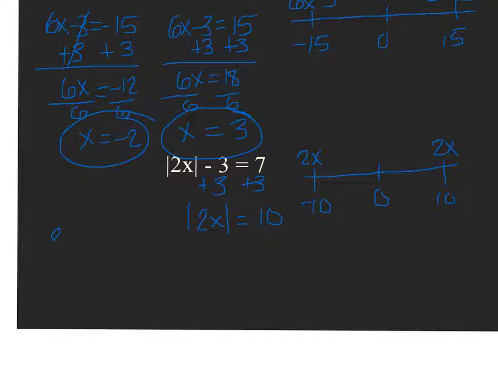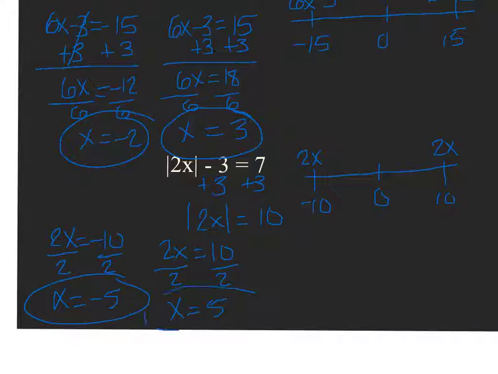So I've got two equations, 2x equals negative 10, and 2x equals 10. Divide by 2 on both sides, x equals negative 5. Divide by 2 on both sides, x equals 5. And so we've got our two answers of negative 5 and 5, and I suppose we better check them.